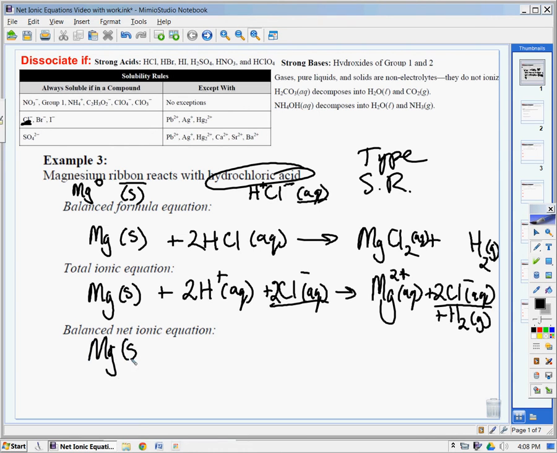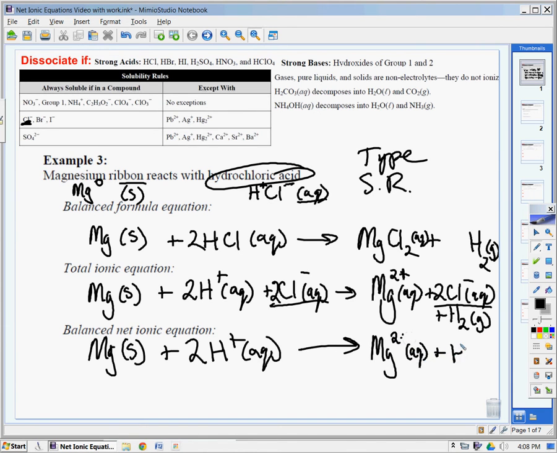So it's going to make magnesium solid plus the 2H+. It sticks around. The chlorides don't stick around. We're just going to cancel those out. And we form magnesium 2+, which is aqueous, and hydrogen, which is a gas. Right, a little preview of coming attractions here.